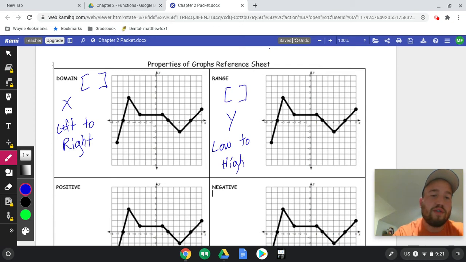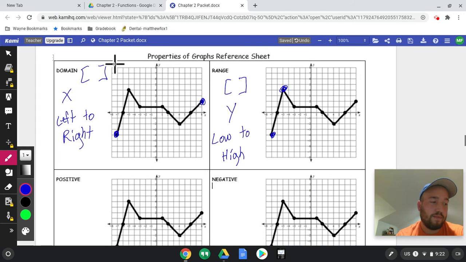And maybe I should put a point here. If you have colors at home, maybe try to use some colors so it's a little more distinct for you. But farthest left here is over here. Farthest right is over there. So we take the x values of those. Low to high, here's the lowest point. Here's the highest point. So we take the y values for that.